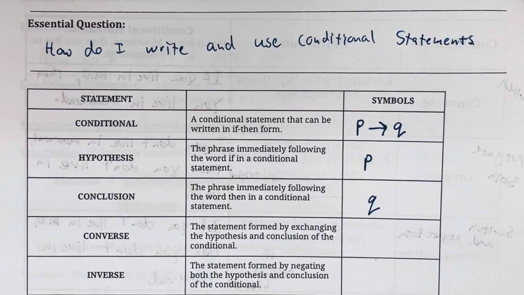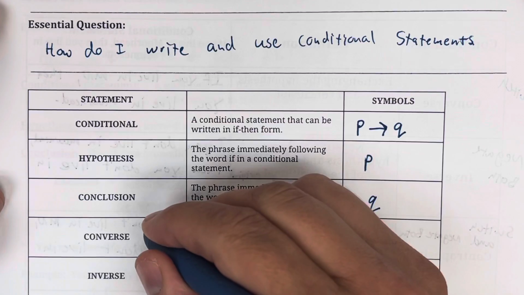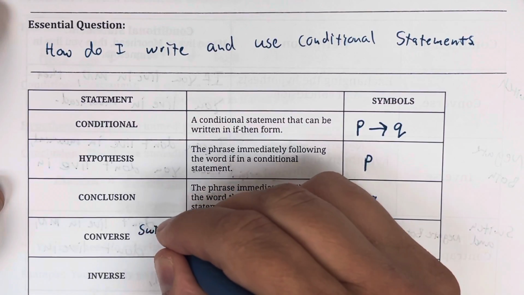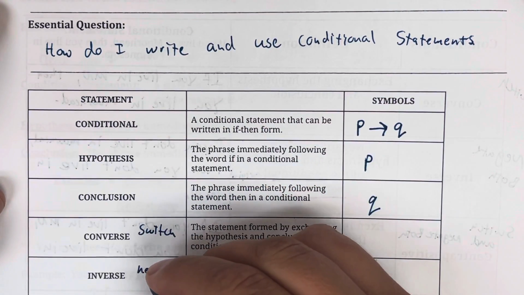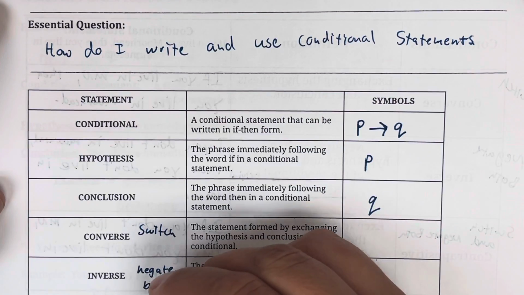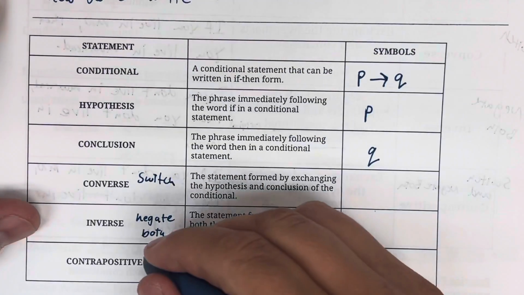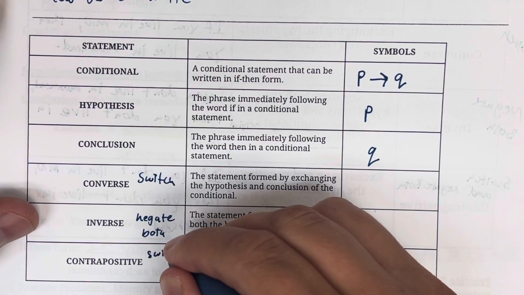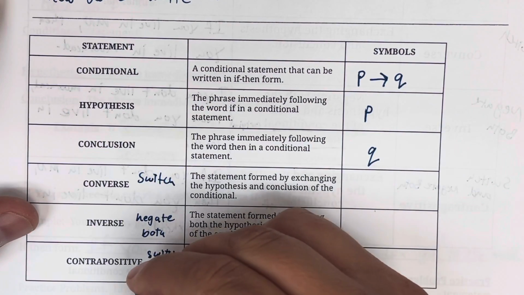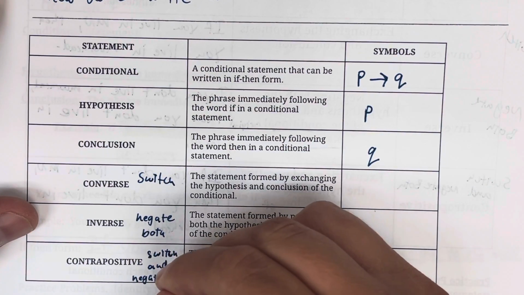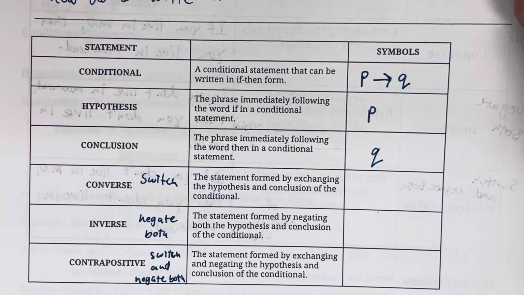All right, converse. Remember, to write the converse, we take the original statement and negate both. Or sorry, converse, we switch the order. I made a mistake there. So for the converse, we switch. The inverse, we negate both. And the contrapositive, we switch and negate both. Okay, so that's how I recall those.